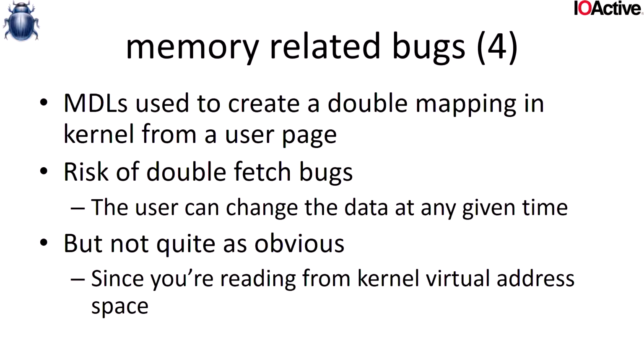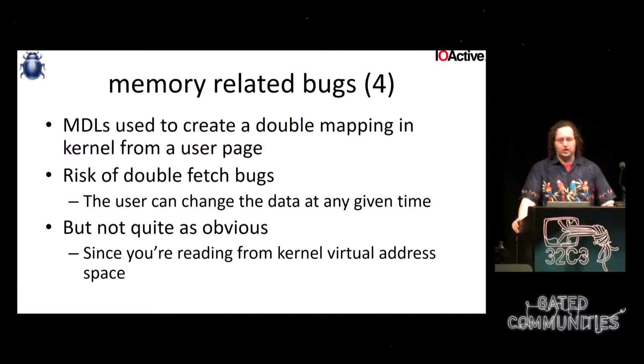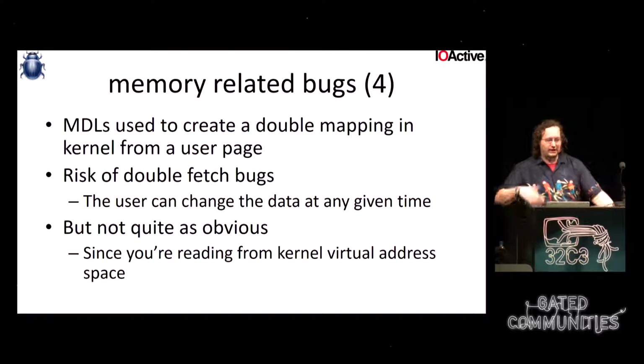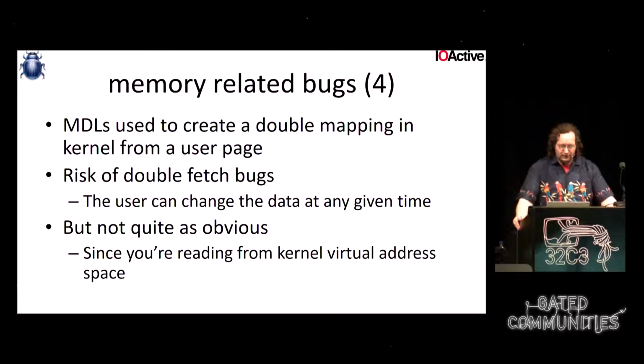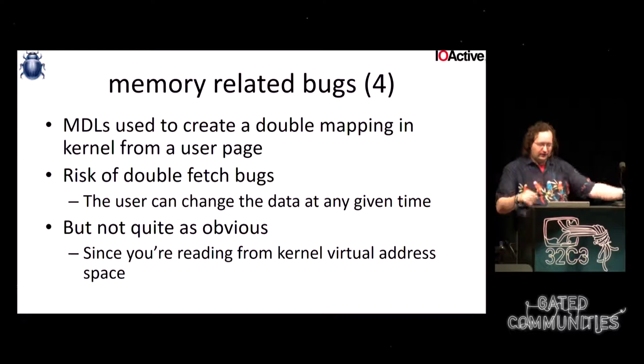Yeah, so this is basically what I was talking about earlier, right? When you have these MDLs that are used to create a double mapping between user and kernel, all of a sudden you end up with these double fetches again, right? Let's say you have an IRP that comes in with method indirect, and you get your kernel pointer out of the MDL, and you just start using embedded length fields, not realizing that memory can be changed at any given time by a userland thread, so you end up with all of these sort of double fetch bugs again.